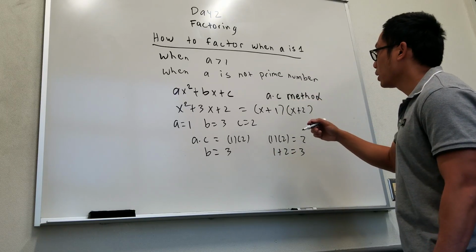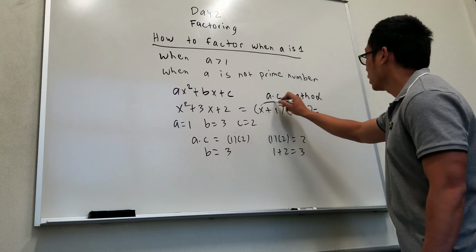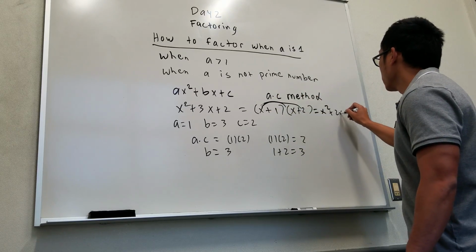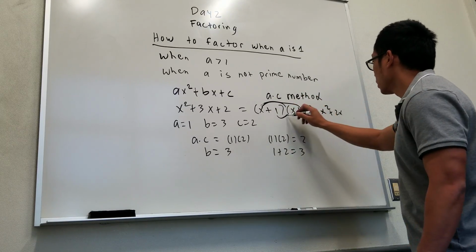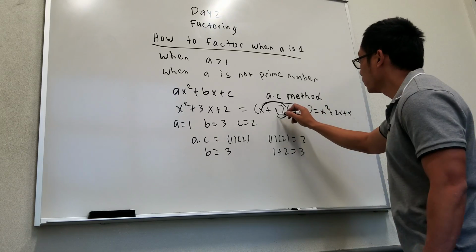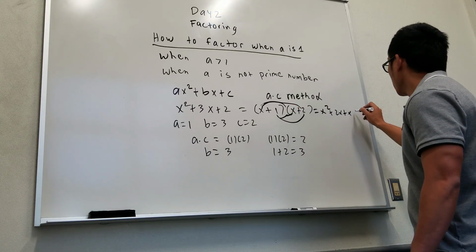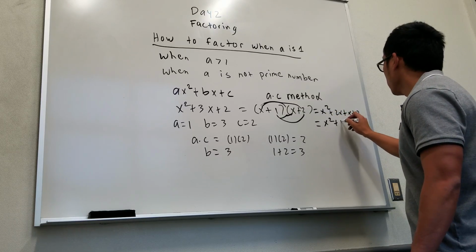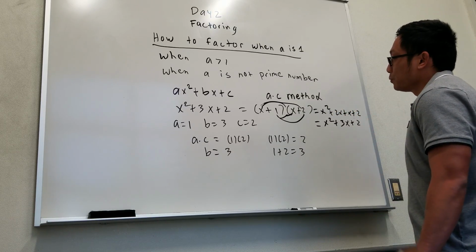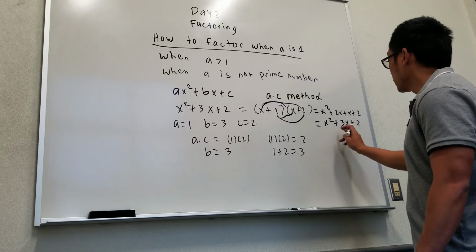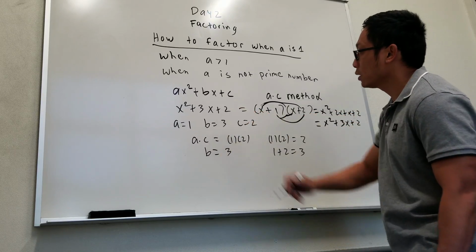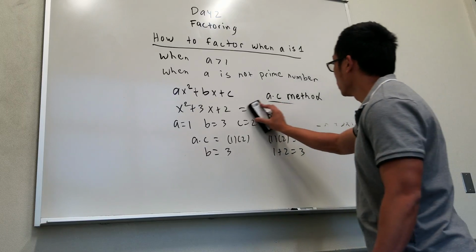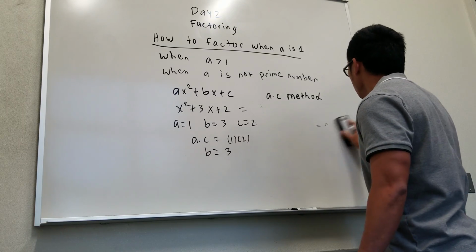And how do I know it's correct? I can just FOIL this. I have x squared plus 2x plus x plus 2, so this is really x squared plus 3x plus 2. And that's it. By following it back in, we can say that it's correct. Okay, let's do another one.